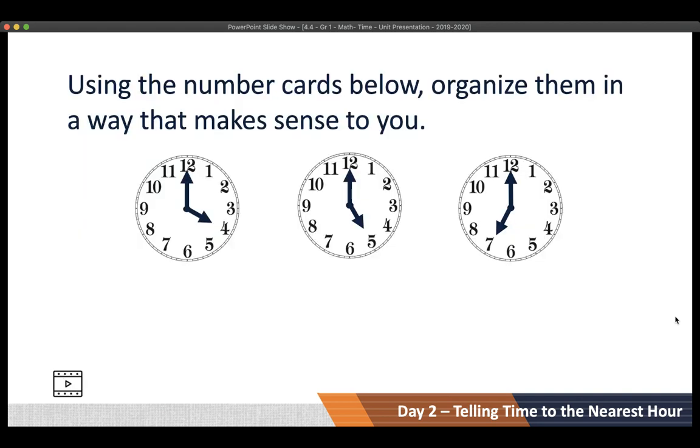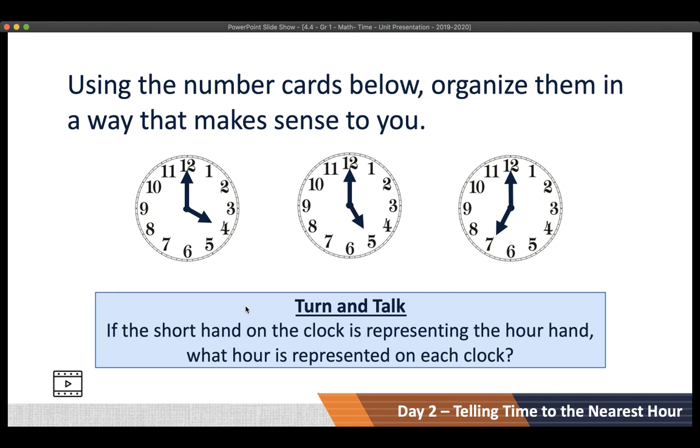Using the number cards below, organize them in a way that makes sense to you. So if you like the way they're in order, or if you would switch up the order, think about what you would personally do. So I like the order they're in. It goes from the hour hand pointing to the 4, then 5, and then 7. And that's a number order, 4, 5, 6, 7. It just skips 6. The minute hand stays on the 12. So I like the order that they're in personally.